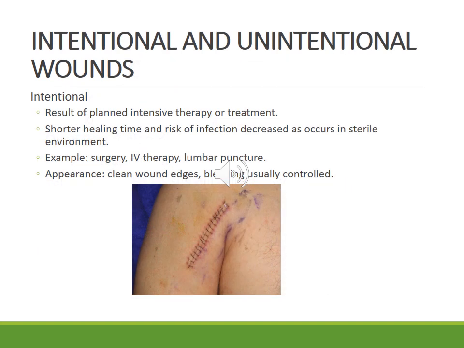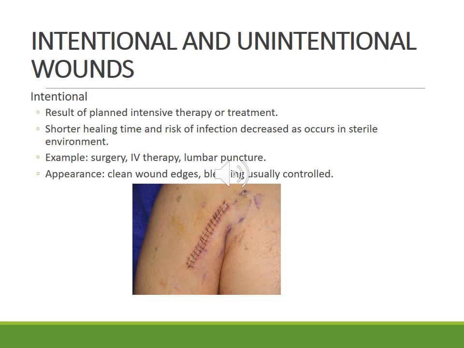So when we think about intentional and unintentional wounds, this first slide here is about intentional wounds, and that's that perfect incision I was talking about, as a result of a planned intensive therapy or treatment. Normally these have shorter healing time and a decrease in risk of infection because we are making this wound in a sterile environment. So if this patient was having a surgical procedure here and we were cutting something out of them, we would make this perfect incision as you see in the picture. We've done it under sterile environments, so we're trying to decrease any risk of infection.